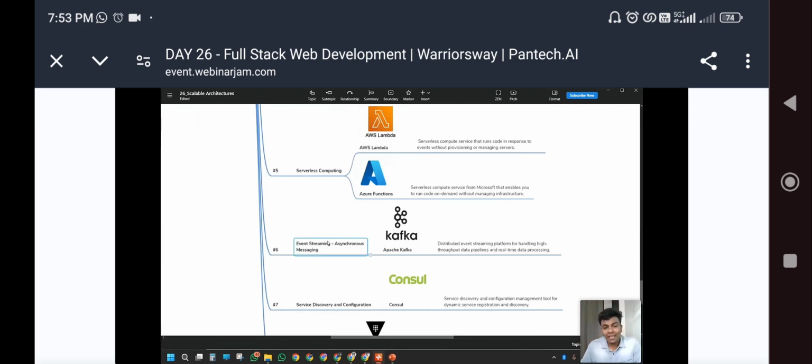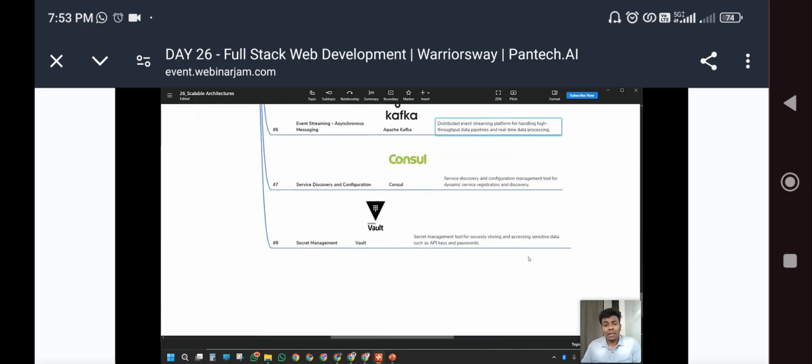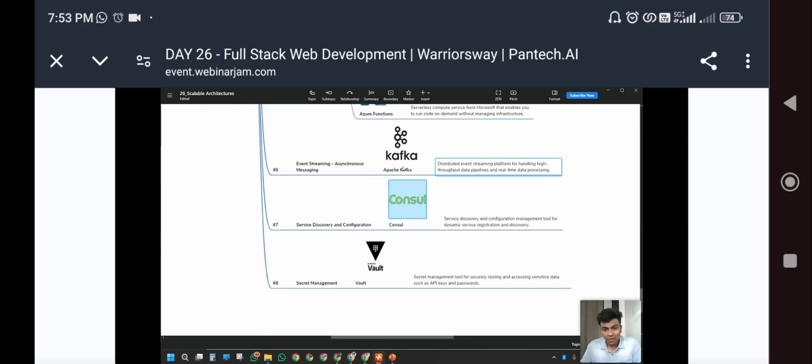And for asynchronous messaging, we'll be using tools such as Apache Kafka, a distributed event streaming platform for handling high throughput in data pipelines and real-time data processing. Like Netflix, they might be using it. So for that kind of high streaming platform, Kafka might be used.